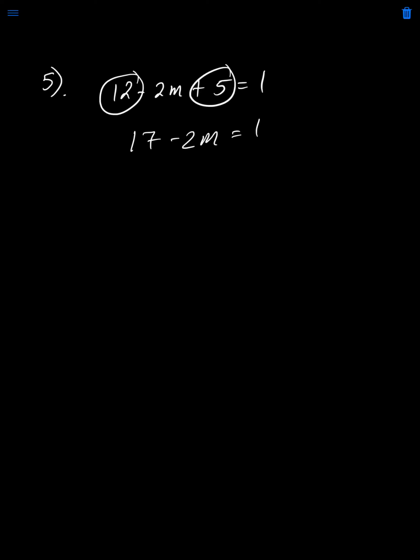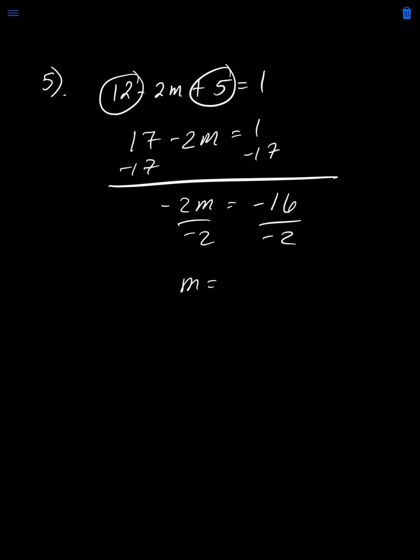Number 5, I have 12 minus 2m plus 5 is equal to 1. I'm going to start by combining 12 plus 5, which is 17. Negative 2m equals 1. Subtract 17 on both sides. Negative 2m is equal to negative 16. Divide both sides by negative 2. So m will equal 8. Make sure that I did it right. Oh, that's a negative 1. Oh my gosh, I should do that all over again.